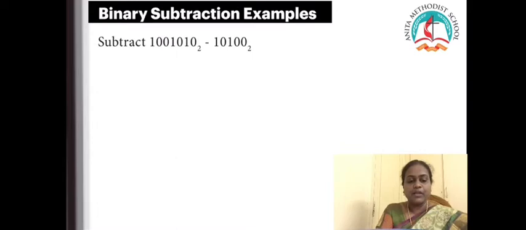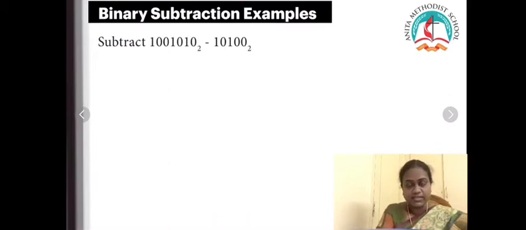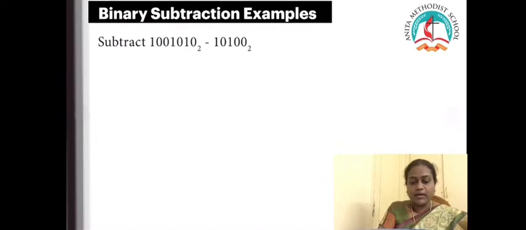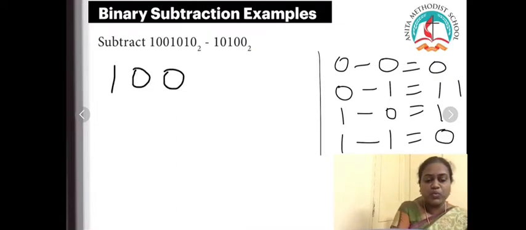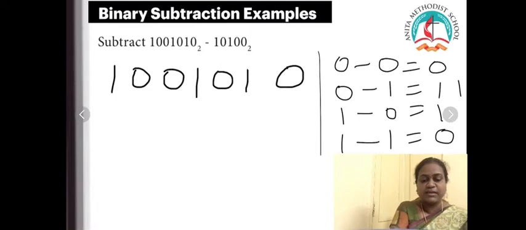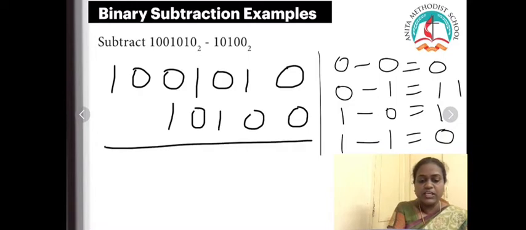So I am going to subtract these two numbers. Can you see? It is a binary number. Straight away the binary number is given. We are not going to do any conversion over here. Before that, we will write down our subtraction rules by the side. Then we will do the sums. So 1, 0, 0, 1, 0, 1, 1 is the first number. Then the second number will be 0, 0, 1, 0, 1.